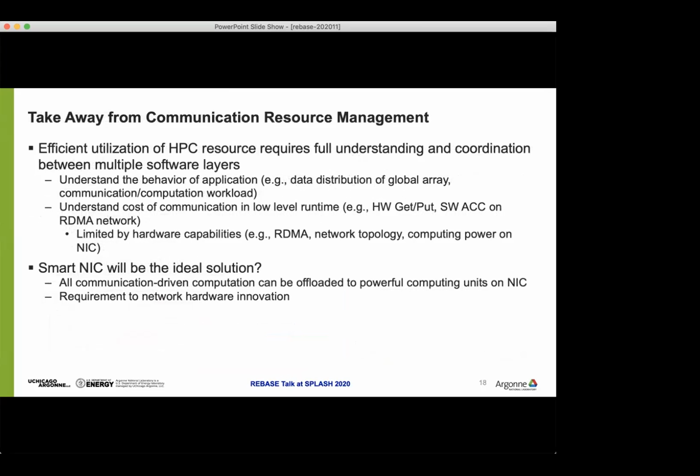Okay. So here I just summarize what we learned from communication resource management. We learned that we need efficient utilization of HPC resources, and we need full understanding and coordination between multiple software layers. It requires us to understand application behavior, the cost of low-level communication, as well as the limitations of the hardware. So to make really efficient applications for the upcoming supercomputers, we have to cross the boundaries of all those layers and make a co-design effort for that.